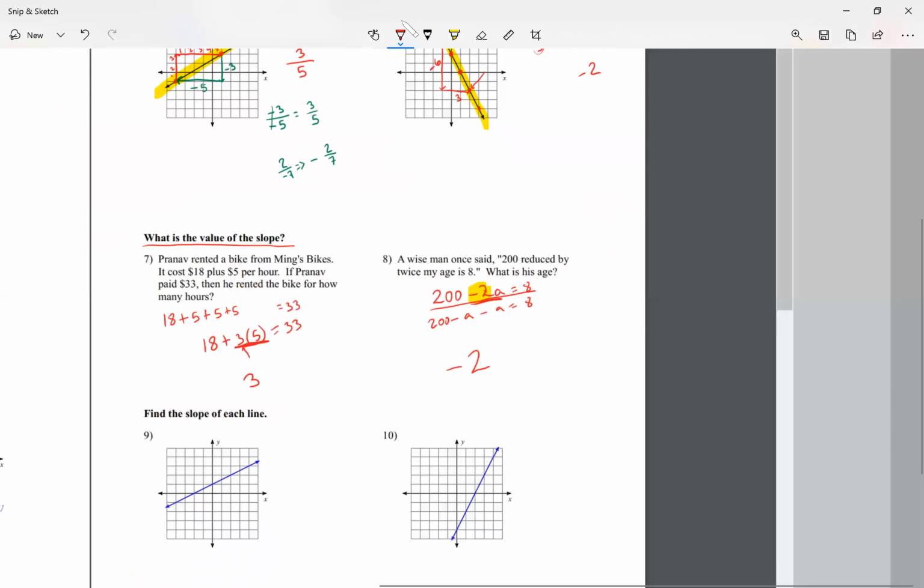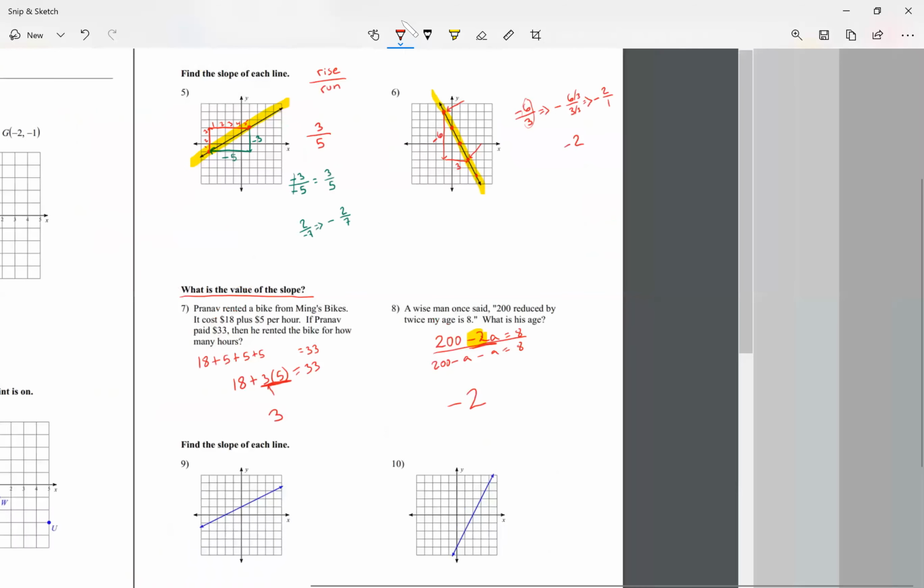Okay, that's what we did for today. Let me zoom out so you guys can see it.